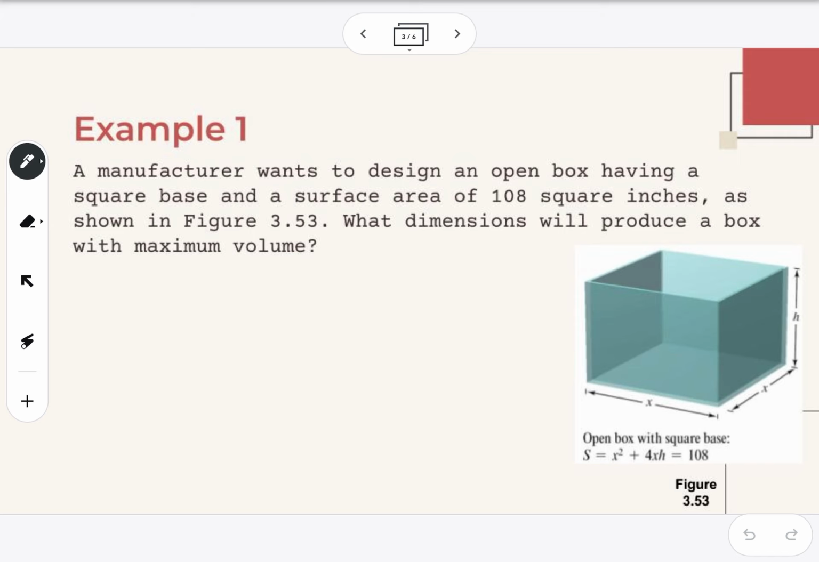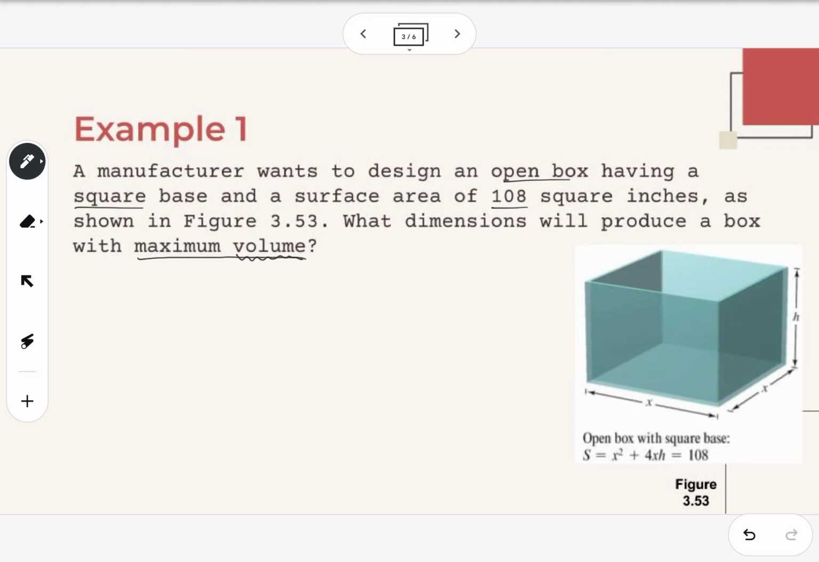A manufacturer wants to design an open box having a square base, so all sides are equal, x and x, and a surface area of 108 square inches, as shown in this figure. What dimensions will produce a box with maximum volume? So these problems are called optimization problems because I'm trying to optimize a quantity, and in this case, that quantity is going to be volume.